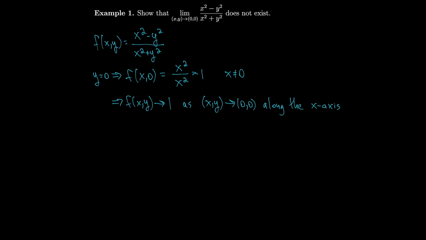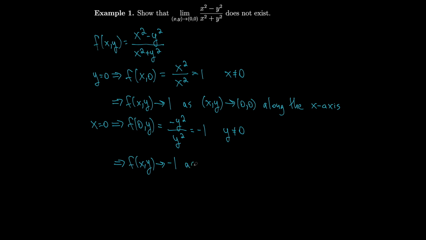So how about we next go along the y-axis? We'll set x equal to 0. So now we look at f(0, y), because we plug in 0 for x. So that's −y²/y², which is −1, provided that y is not 0. So that implies that f(x, y) tends to −1 as (x, y) approaches the origin along the y-axis.